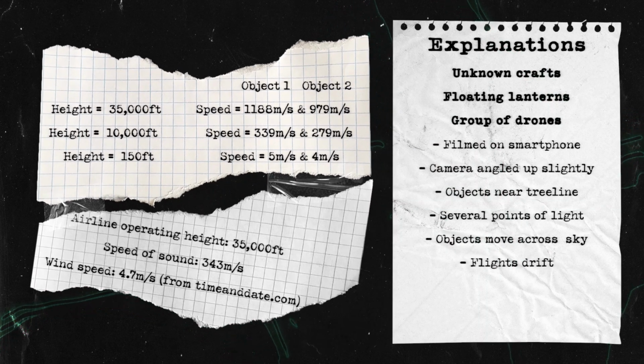Given this evidence, the objects could be explained as several unknown objects flying at incredible speed, tens of miles away from each other, with only a single witness. Or floating lanterns flying at normal wind speeds close to the witness. Or drones flying slightly higher and slightly faster. Whichever you believe, Anomaly 2 has been identified.